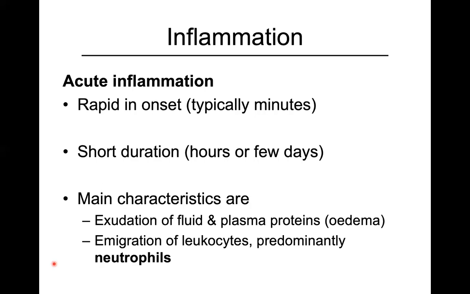The primary or major cells that are involved are the neutrophils. And remember, we said that neutrophils usually have a very short half-life. So once they come into the tissues, they do their job, which is primarily phagocytosis. If they're not able to engulf the pathogen, for example, or if the phagocytosis is frustrated, then they release their intracellular contents.